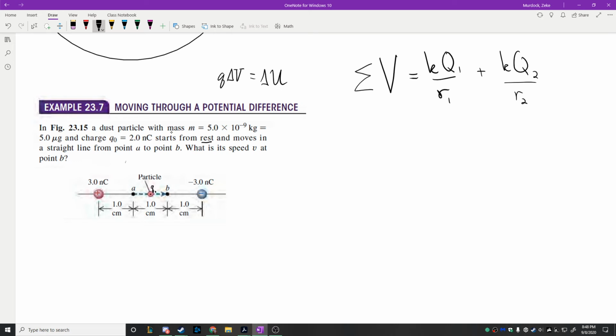So the first thing I want you guys to do is to calculate this. What is the potential at point A going to be equal to? Can you guys try to calculate that? Keeping in mind that you're going to sum the potential due to the positive charge plus the potential due to the negative charge to find the potential at this point here. What would it be?